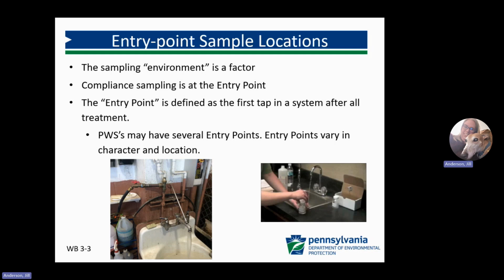They may be located in well houses or treatment buildings, but they may also be found as fire hydrants, sink faucets in kitchens, bathrooms, break rooms, or utility closets. Entry points may also be found in nearby schools, houses of worship, gated municipal property, homes, or businesses.